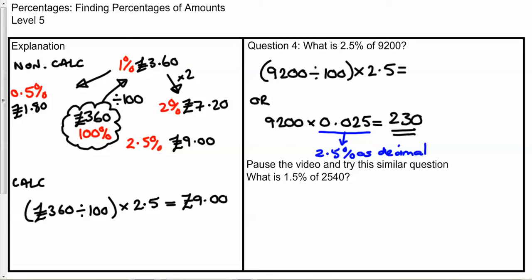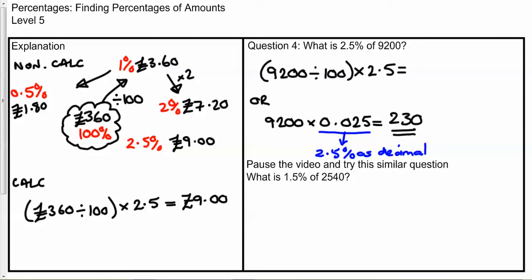At this point, pause the video, have a go at this particular question here, 1.5% of 2,540. You can either use the non-calculator method or the calculator method. Try out both if you're really feeling like you want to make some progress, and then play the video again once you've got an answer.